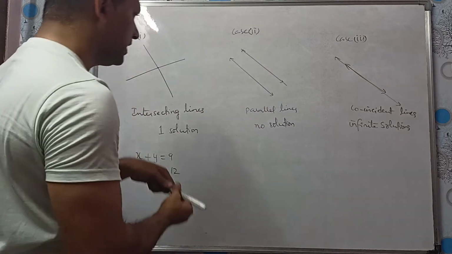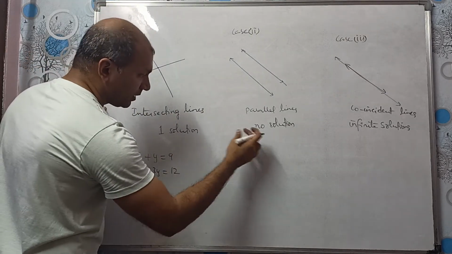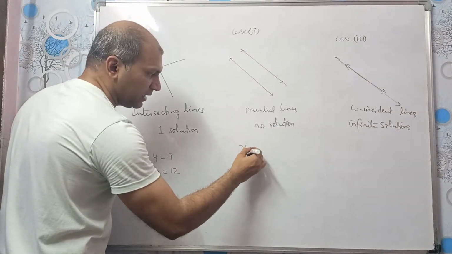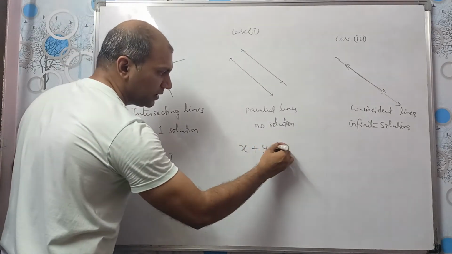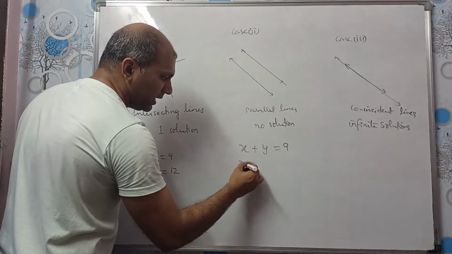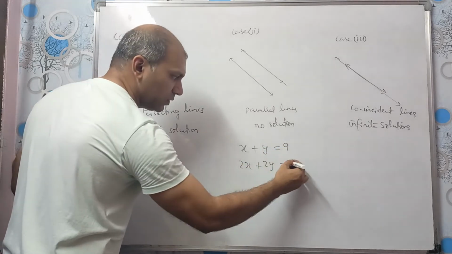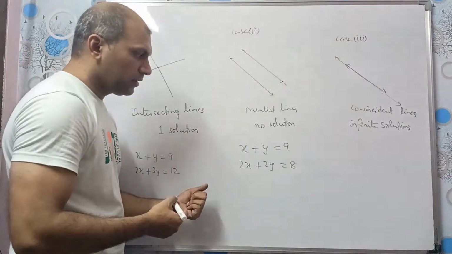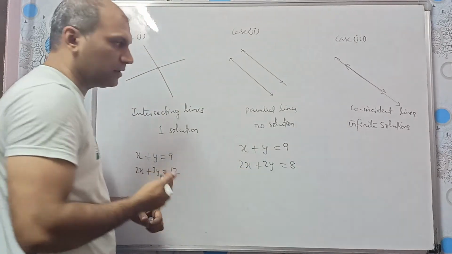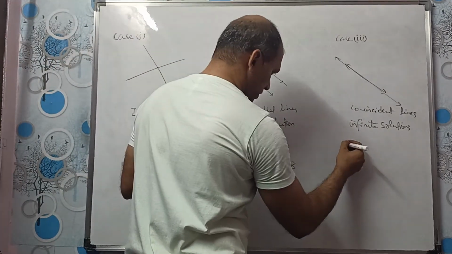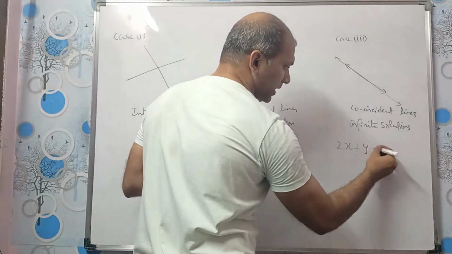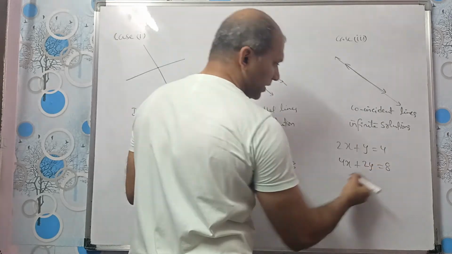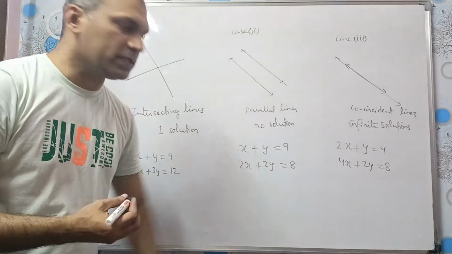Okay. Now, see this one. Intersecting lines. Parallel lines. Let us write the examples of parallel lines. Let us say we have x plus y is equal to 9 and 2x plus 2y is equal to, let us take 8. So these two lines will be parallel. Now the coincident ones. Let us take 2x plus y is equal to 4 and 4x plus 2y is equal to 8. These two lines will be coincident lines.